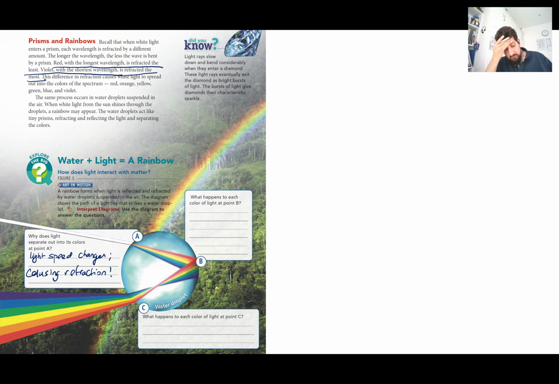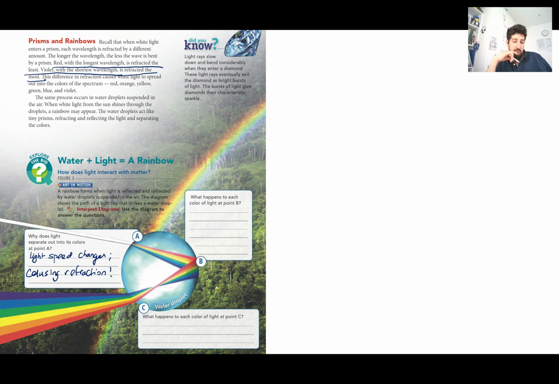At point B, what happens to each color of light at point B? Well, let's see. So obviously, we have reflection. Now, that's very interesting because I'm looking at that, and it's basically showing that it's all reflected internally. Now we haven't actually talked about total internal reflection, but this is what this is showing. So it's showing all the lights being internally reflected, and this is something called total internal reflection.